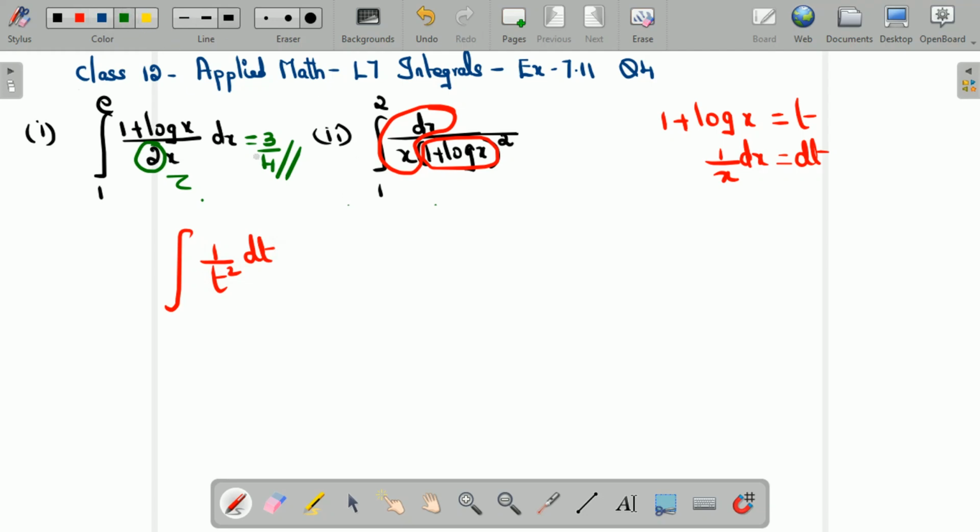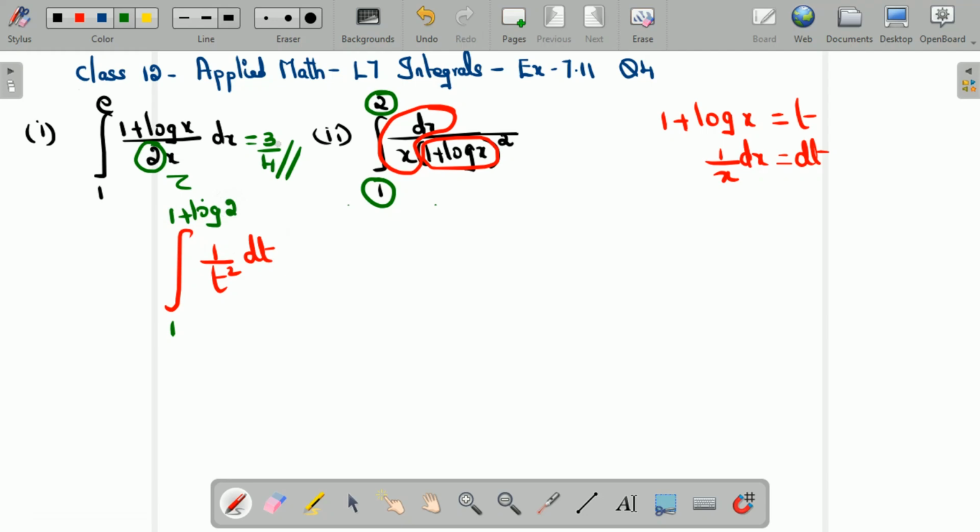Now let's work on the limits. When I put x is equal to 1, log 1 is 0. 0 plus 1 is 1. So the lower limit is going to be 1. Let's put the upper limit, x is equal to 2. So log 2 plus 1, or 1 plus log 2. So we will put it like that itself.